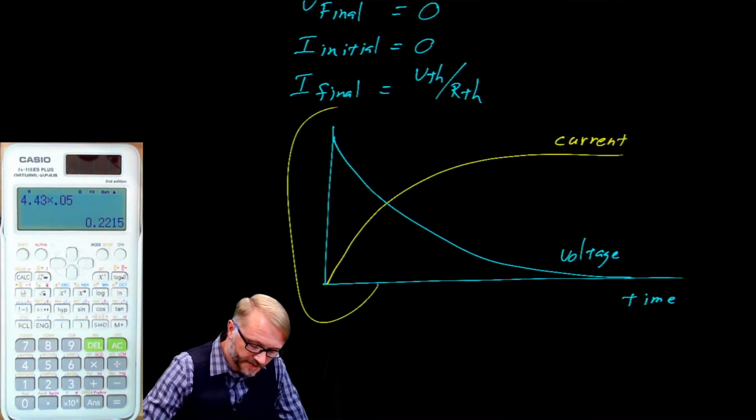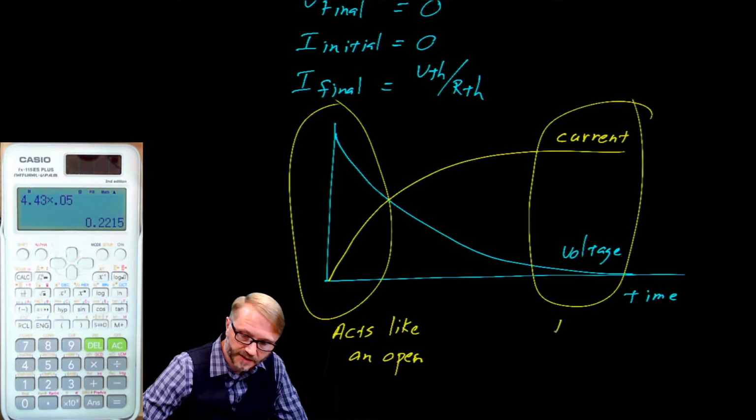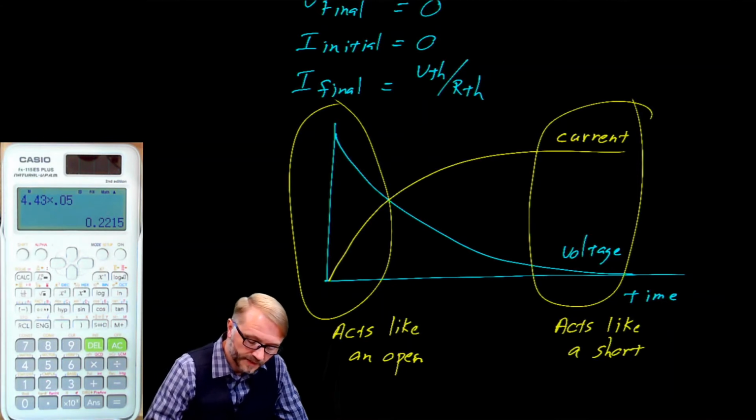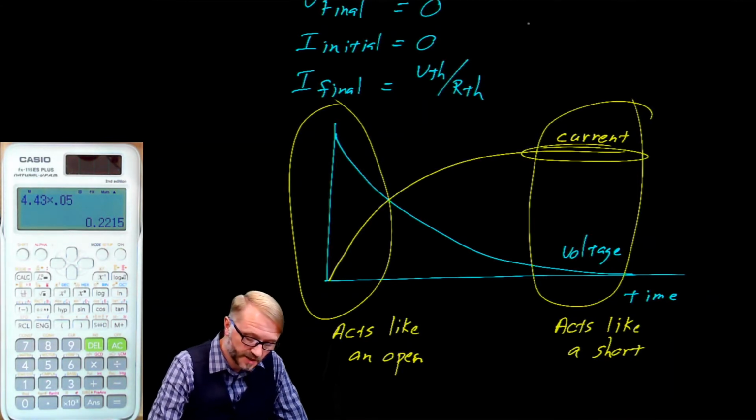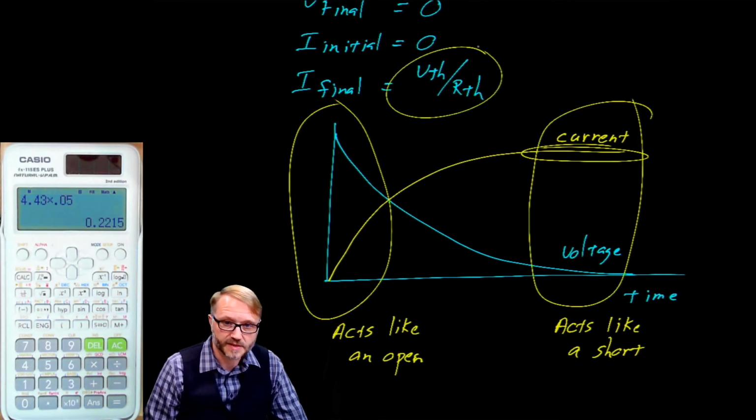At time equals 0, the inductor acts like an open circuit. And at time equal infinity, the inductor acts like a short. Here you have current, and the current is entirely determined by the Thevenin voltage divided by the Thevenin resistance.